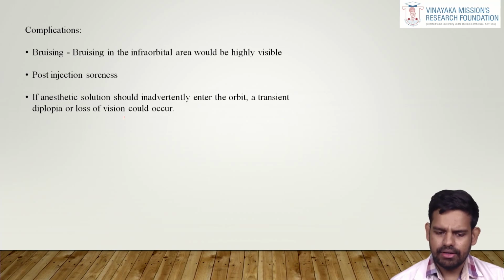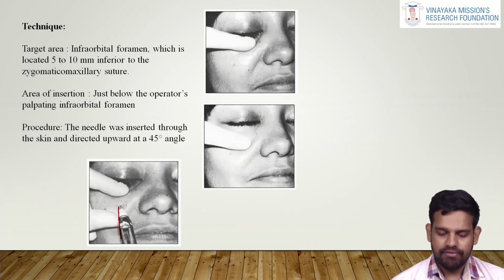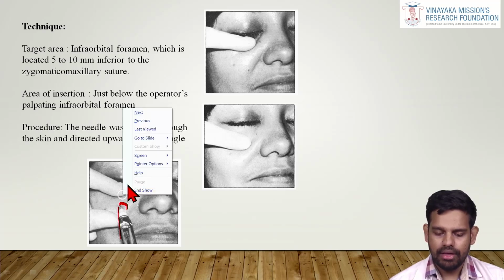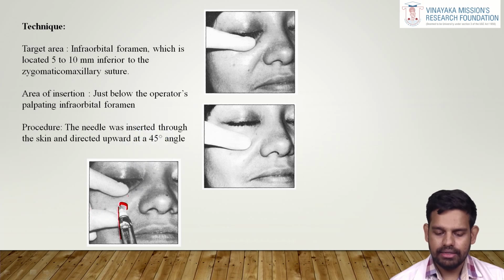So the complications here are bruising; bruising in the infraorbital area would be highly visible. So skin discoloration will be there, and there will be hematoma formation over the area of injection, which is very common with this nerve block technique, and there will be soreness after the injection is administered. If the anesthetic solution should inadvertently enter the orbit, transient diplopia and loss of vision are anticipated. So if rather than injecting the needle here, we inject a little higher above, and the needle enters the orbit, it will lead to diplopia.